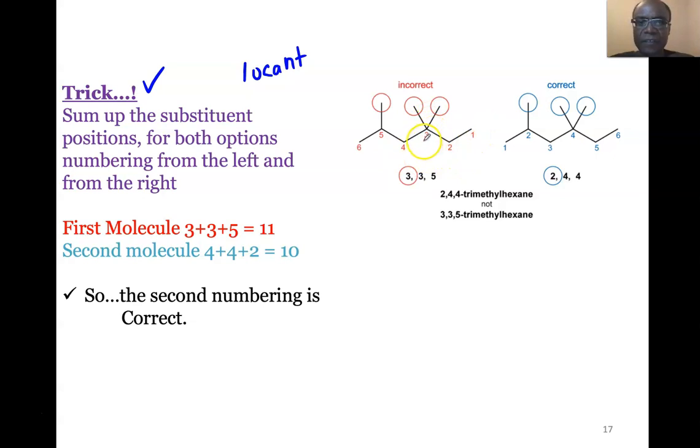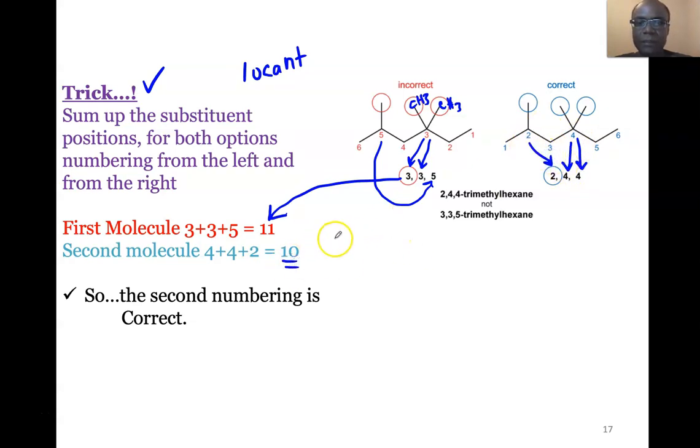So in this case, I have methyls. These are CH3s. I hope you know that. Each end is a carbon. So the CH3s are on carbon 3, and of course there's another one here on carbon 5. So you can take this numbering in the red system and sum it up, you get 11. Do the same for the blue. You'll have the 2 methyl groups on the 4th carbon, you write the 4 twice, and then you have a 2. You sum it up, you get 10.